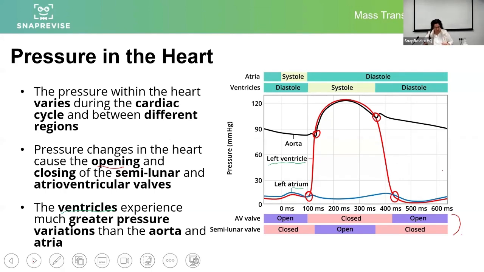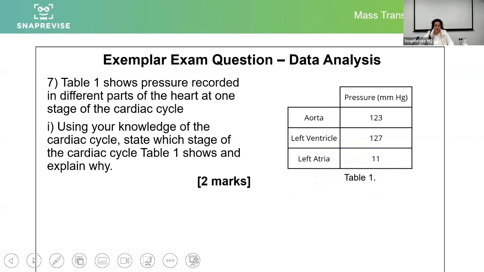Let's have a look at a couple of typical answers. So this is a data analysis question. Table 1 shows the pressure recorded in different parts of the heart at one stage of the cardiac cycle. Use your knowledge of the cardiac cycle to state which stage in the cardiac cycle table 1 shows and explain why. So they're giving me the numbers and they want me to deduce which stage I'm looking at. That doesn't mean that you need to memorize the numbers. You just need to be able to look at the relationships between them.